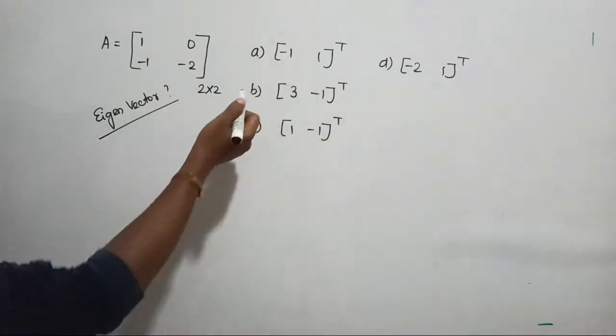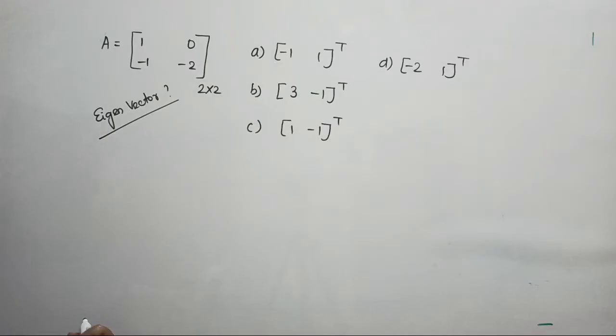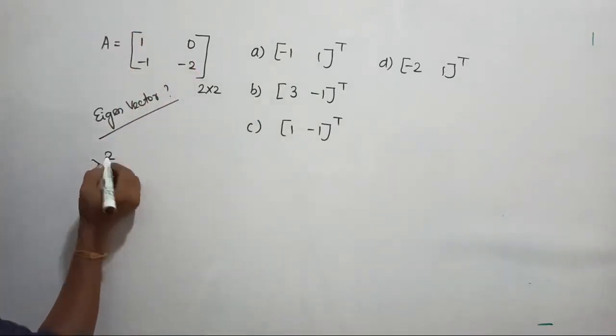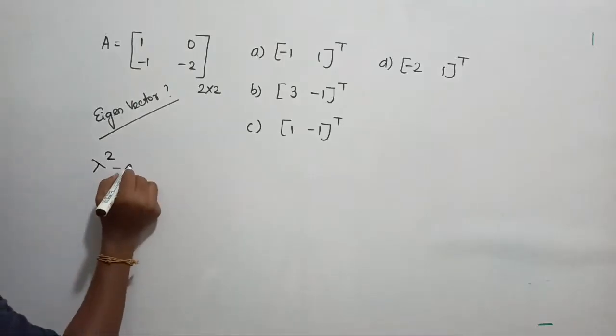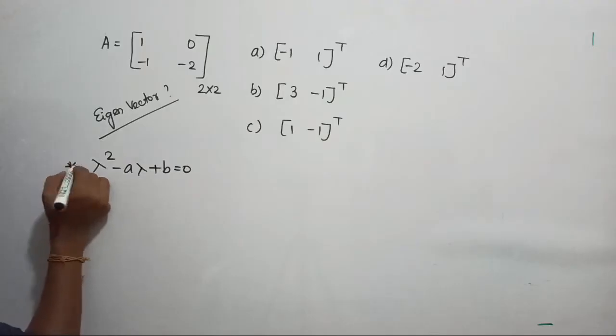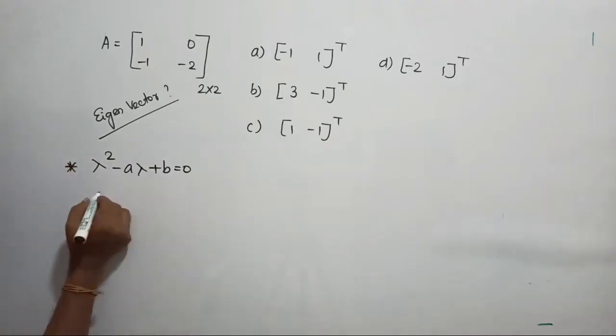So directly we cannot guess the answer, right? So let's proceed further. If I take this matrix, find the characteristic equation first: lambda square minus a times lambda plus b equal to 0. Exactly, that is true. Now what is the value of a here?